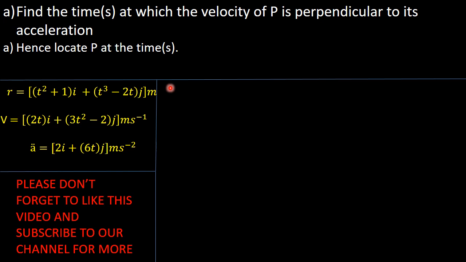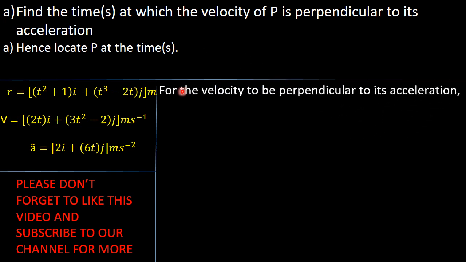And the cosine of 90 is what? 0. Good. So we should know that for the velocity to be perpendicular to its acceleration, that therefore means that the dot product between the acceleration and the velocity should give us 0.